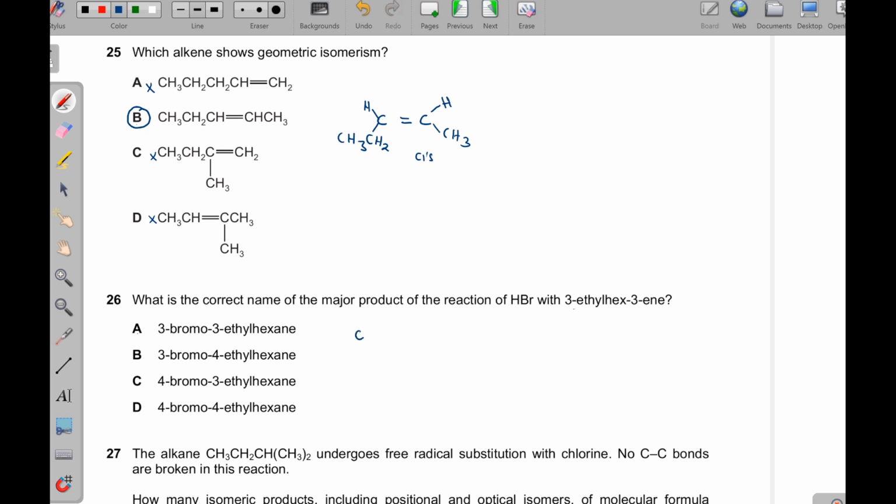We have 1, 2, 3, 4, 5, 6 because it is hex. Then the double bond is going to be on the third one, 1, 2, 3. So the double bond will be here. And then on the third one, that is where we are seeing the ethyl group. So CH2, CH3. Then from there, that means here we have a CH3, then here is CH2, and then here is CH, then CH2, CH3.